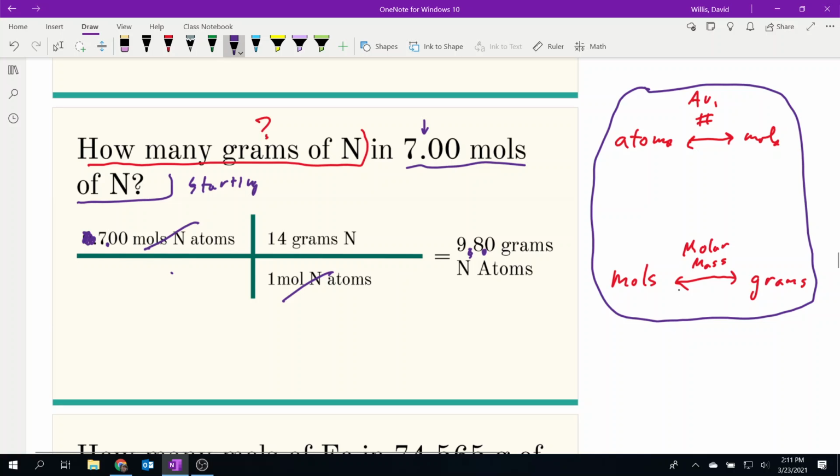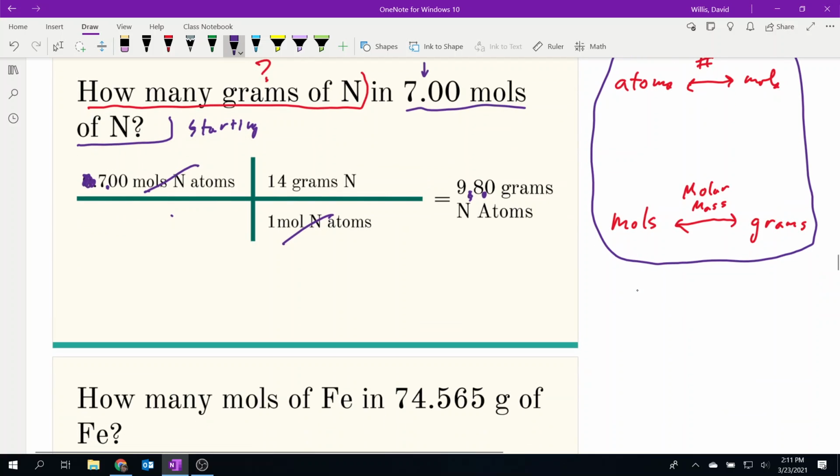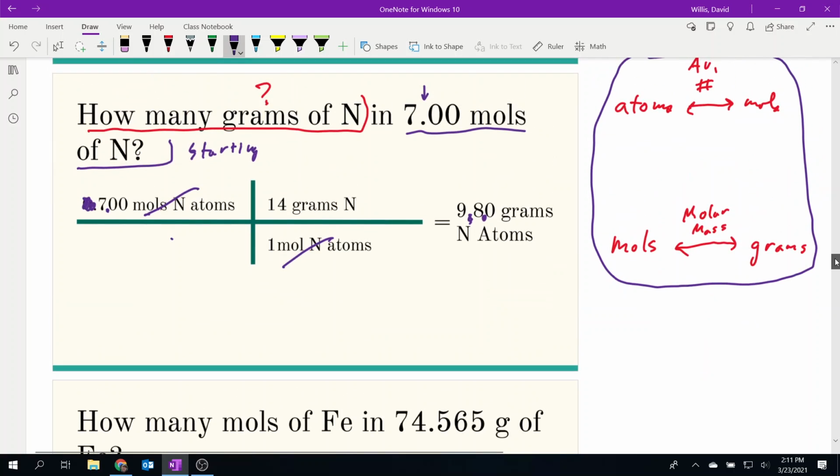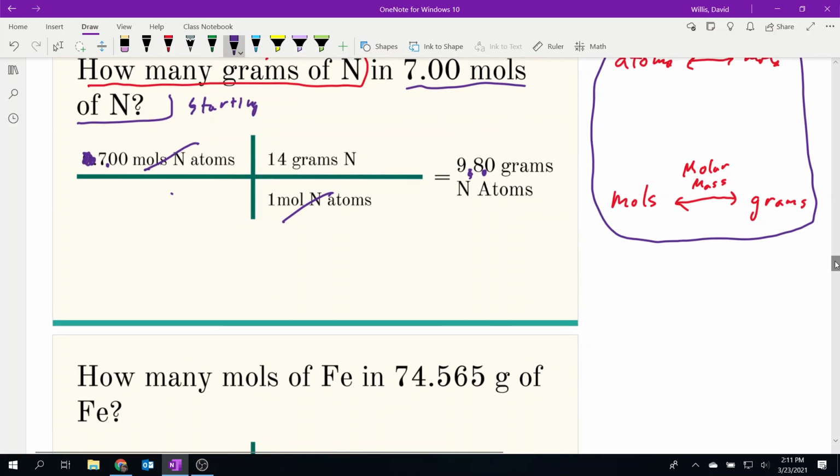All right, so let's move on to our next example. And I want you to see if you can set this up on your own. How many moles of iron are in 74.565 grams of iron? How many moles of iron in 74.565 grams of iron? Take a moment, choose your starting point, choose your finishing point, and write those down with your conversion factor.